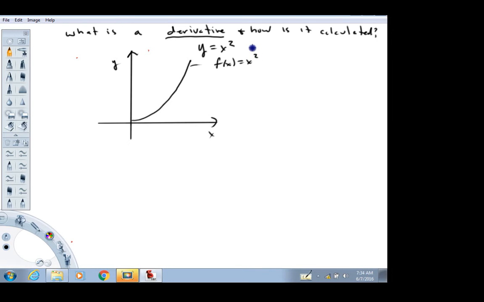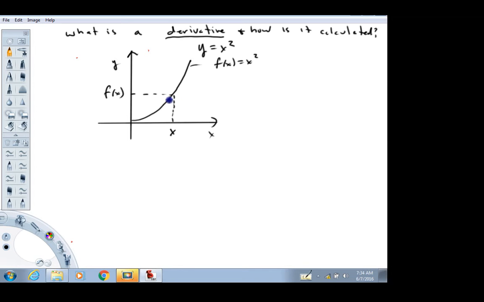Now, this derivative comes from the idea of slope, but it's important to realize it's the slope of the tangent line. What I'm going to do is pick a point here, x, f of x. And we're going to look for an equation that tells us the slope of the tangent line at this point.